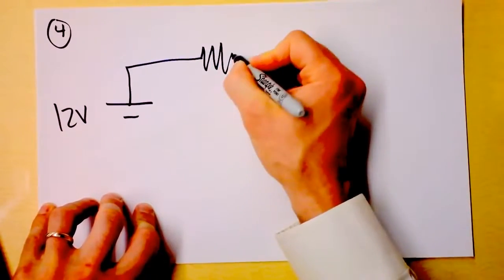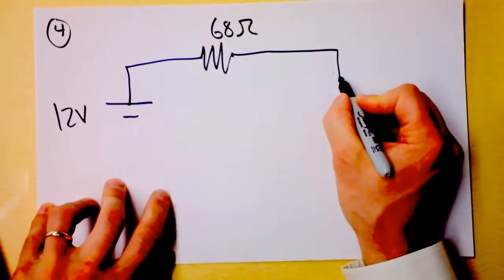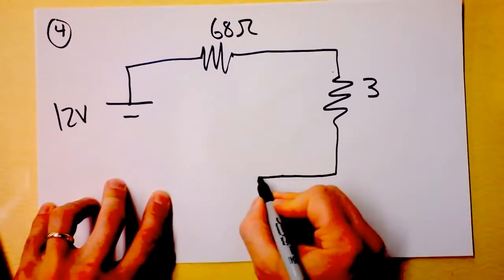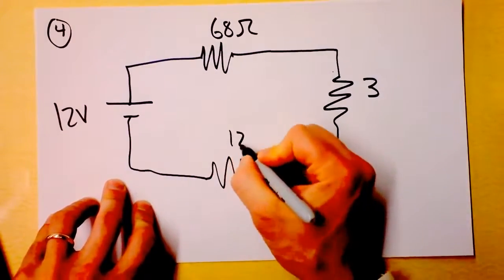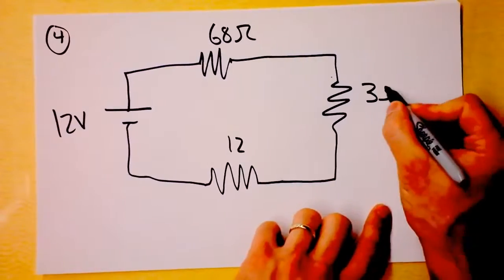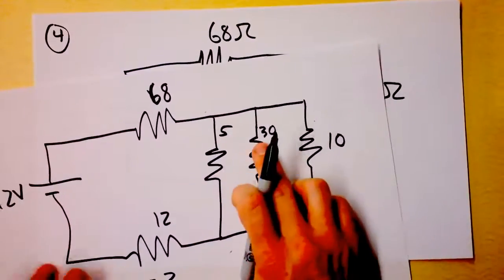And we come over here to a 68 ohm resistor. And then there's this other resistor here. We just found this to be only 3 ohms. And then our circuit continues over here, with the 12 ohm resistor. Now, this equivalent resistance is 3 ohms. And so now we don't have to write the 5 and the 30 and the 10.